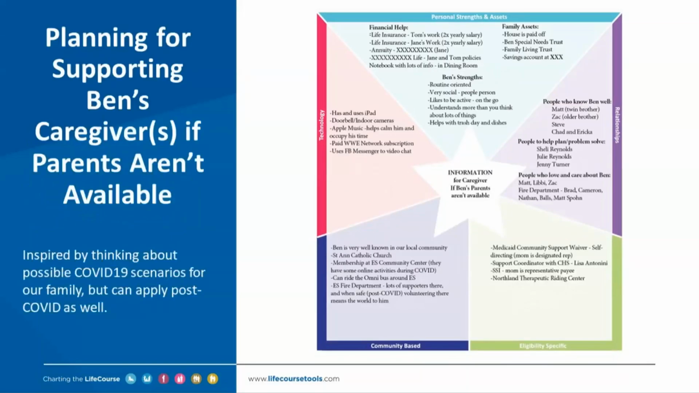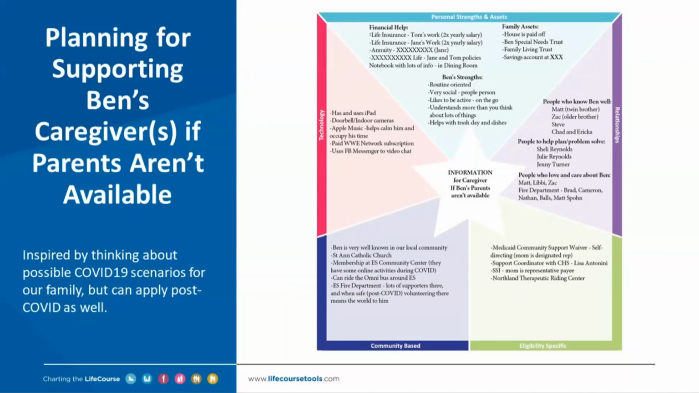This is similar to the trajectory that we talked about last time. During the pandemic, we really started thinking about, what would happen if we weren't around, and what kind of supports would people need to know about that Ben has available. And so we made a list of people that know Ben well, that if somebody had to come in and be a substitute caregiver for us, they could call his brothers or one of his staff, his past staff that was really close to him, or close family members or friends. People that could help them problem solve, like Shelly or Julie or Jenny that I work with.